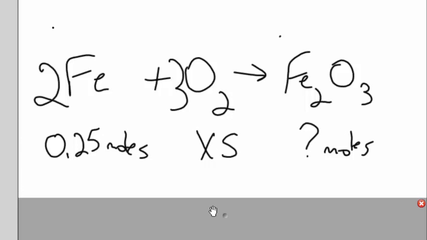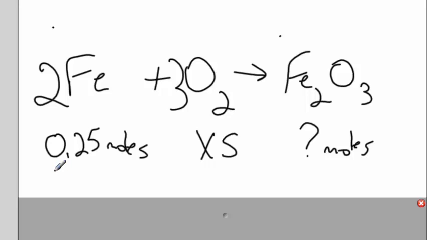Let's say, for example, I have 0.25 moles of iron. XS is a shorthand way of saying excess. I'm doing this in air. I have more oxygen than I can shake a stick at. Certainly more than I need. And then I want to know how many moles of rust am I going to get if I leave my 0.25 moles of iron out in the air.